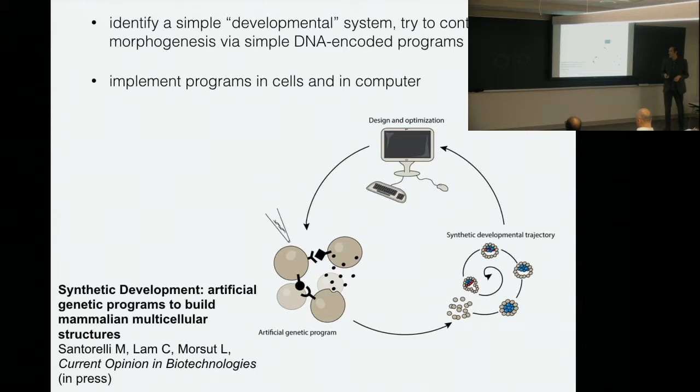So the smaller task that we thought about, having in mind when starting such an approach, was to identify a very simple, a little toy model to start to play with relevant parameters to come up with genetic programs that can drive simple morphogenetic events. And we started thinking about how to include modeling in the cycle of design, implementation, testing, to make it a type of cycle.